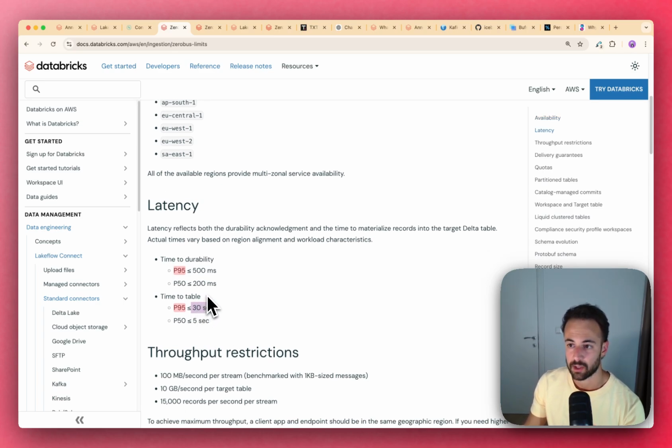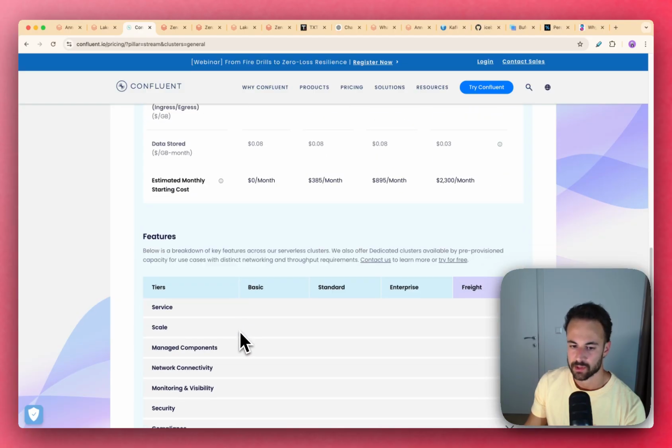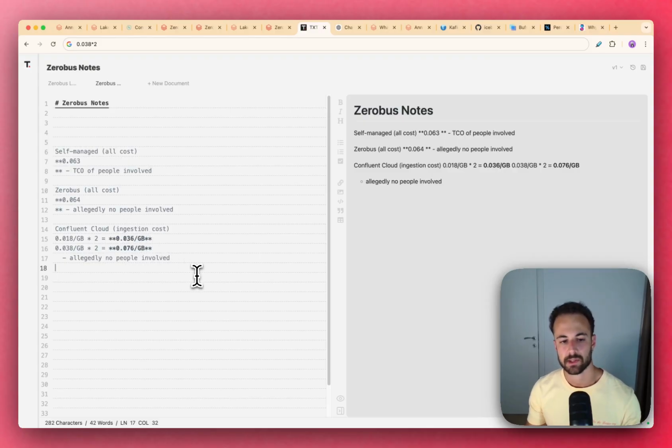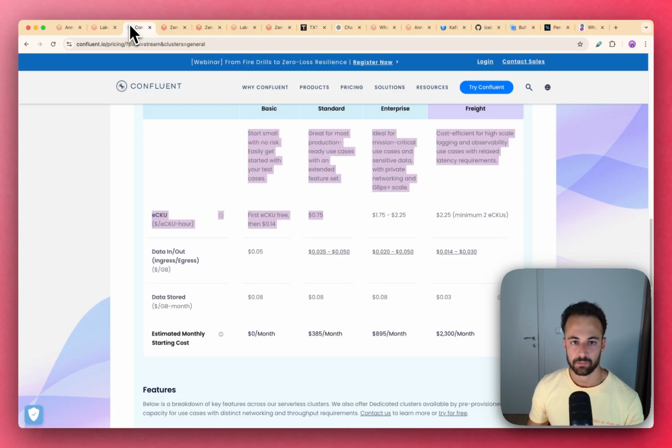It's a matter of cost. I think TableFlow by Confluent, last I looked at it, was 15 minutes time to table, but you could configure that and it just comes at a higher cost. Which, by the way, when we compared the Confluent pricing, we did not include TableFlow. I think TableFlow has additional pricing, so this is just Kafka versus Zerobus on the pricing that we compared, with no TableFlow or table ingest, either custom made or extra price. So from that point of view, Zerobus is probably cheaper if you want a serverless, zero management lakehouse sort of ingestion solution.